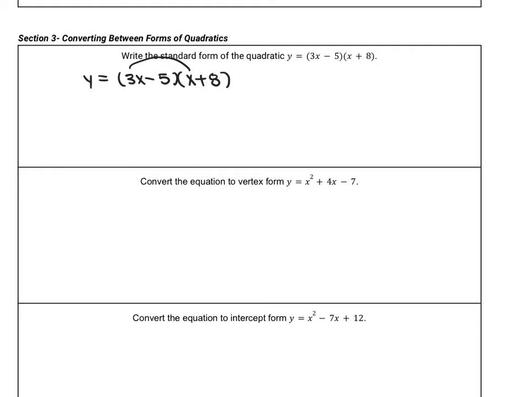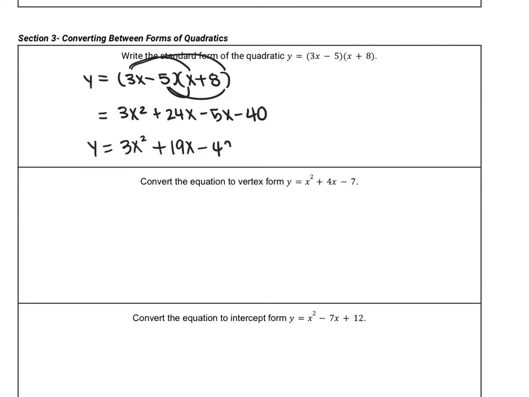So first I'm going to do 3x times x, which is 3x squared. Then 3x times 8, which is 24x. -5 times x, which is -5x. And then -5 times 8, which is -40. Lastly, we're going to combine like terms, and you get y equals 3x squared plus 19x minus 40.